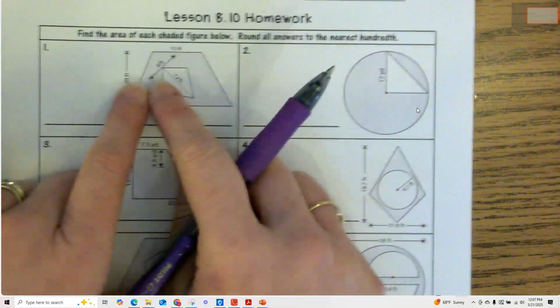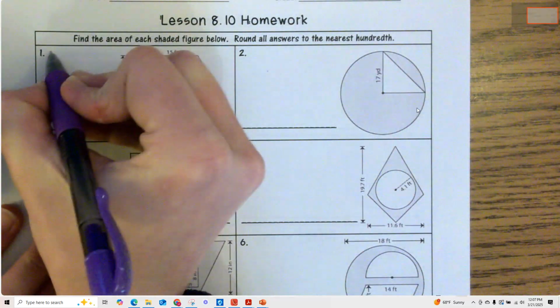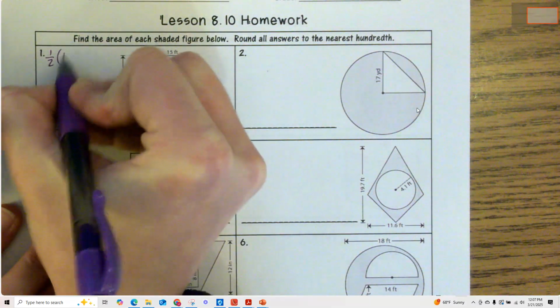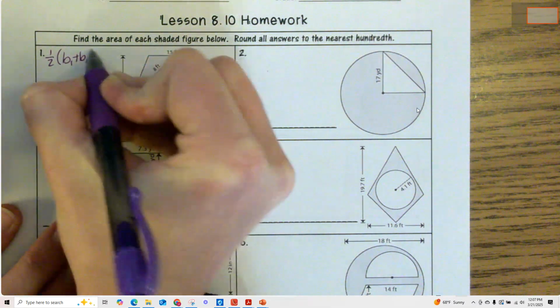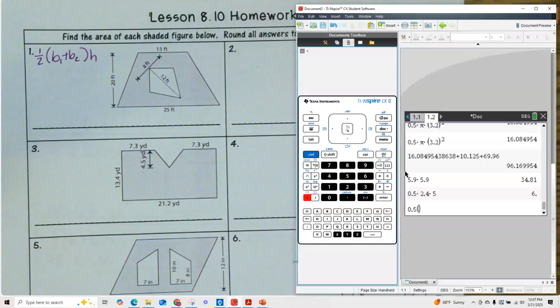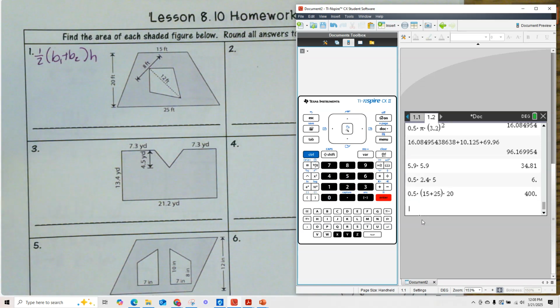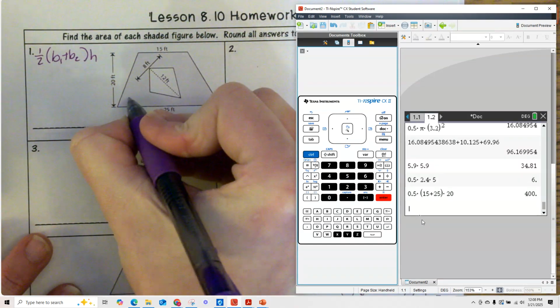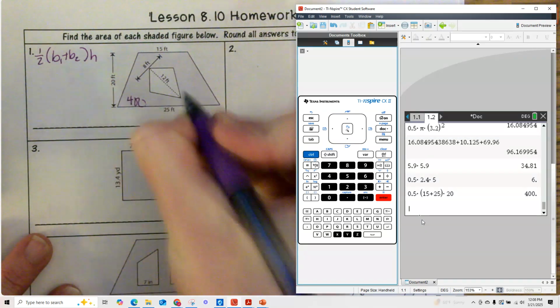Our gray shape here is a trapezoid. So 1/2 base 1 plus base 2 times height. And we don't have to find anything weird. We've got everything we need. So my trapezoid is 400.